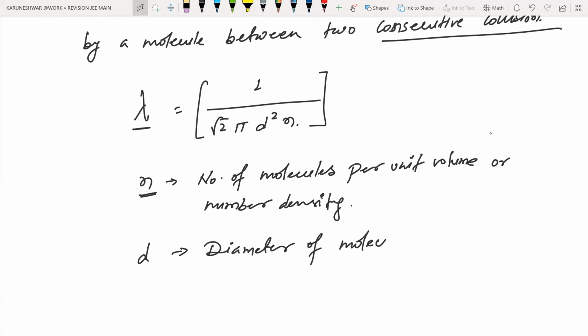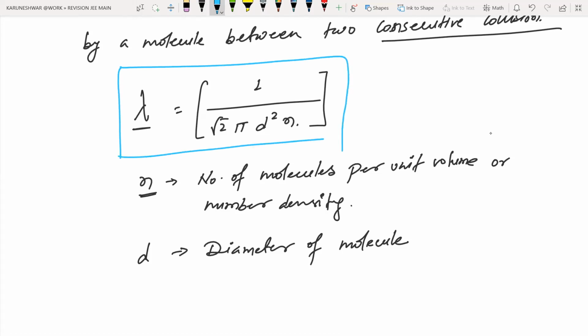The gaseous molecule diameter, it will be. So in terms of gaseous molecule diameter and the number of molecules per unit volume, or the number density, you can write the mean free path, which is the distance covered by the gaseous molecule between two consecutive collisions. That is called the lambda value. And on the basis of that, you can have that it is inversely proportional.